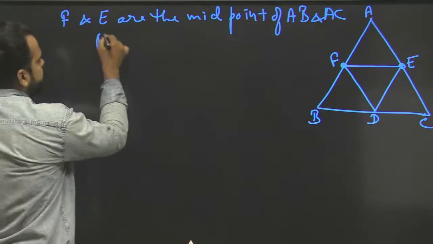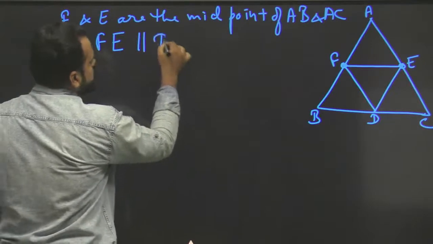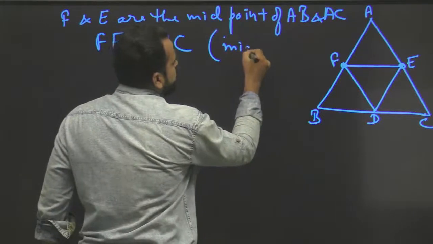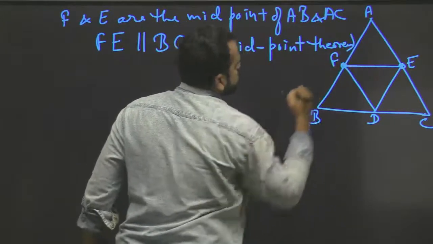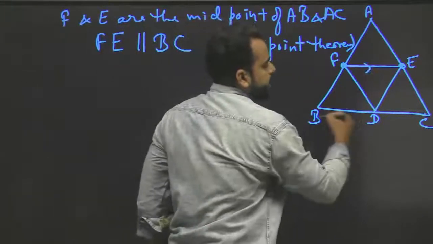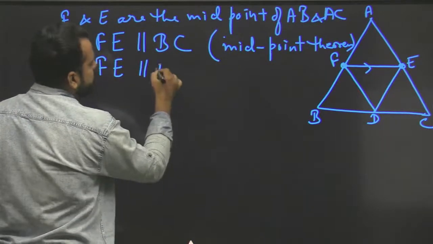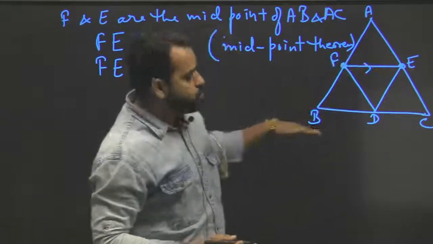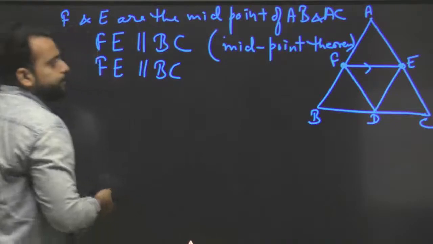So that we can write here. That means EF, or FE, is parallel to the third side, which is BC. This is the sign of parallel, and what do we call it? It is the midpoint theorem. We all know that if we join the midpoints, then it will be parallel to the third side. So we can say that EF will also be parallel to BD, because D is also a point on side BC. If FE is parallel to BC, then FE is also parallel to BD, right? So you can give the equation also.